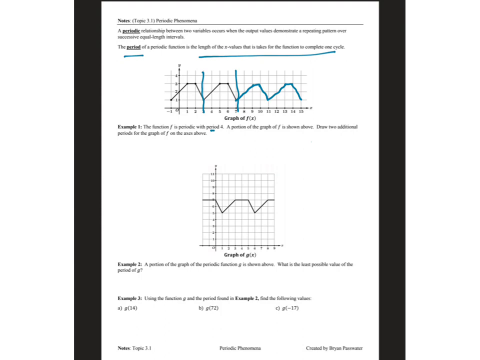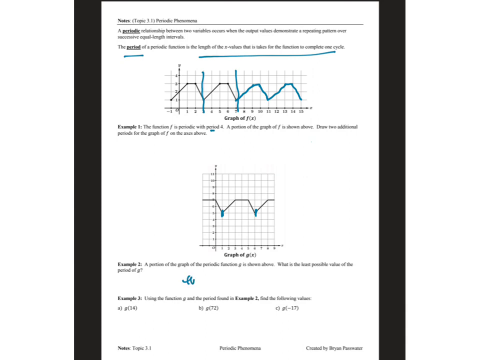So example 2 says a portion of the graph of the periodic function g is shown above. What's the least possible value for the period? Least possible value, that means you have to find where that cycle begins and ends. Looks like it ends at 6. Does it begin at 0? No, it's probably beginning at 1. I would say 1 to 6 looks like a complete cycle before it starts repeating. So if it goes from 1 to 6, what's the period?